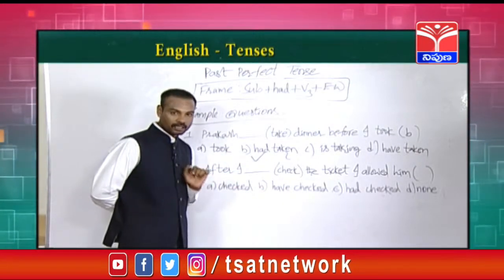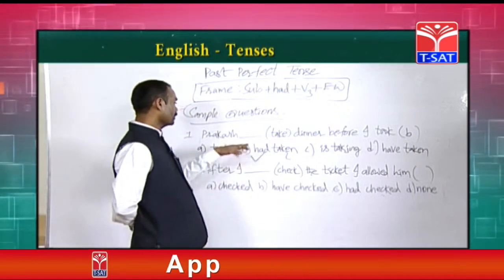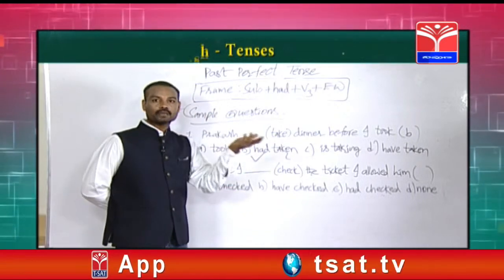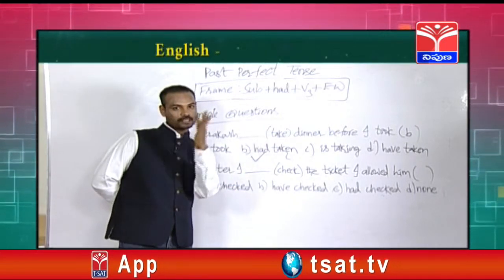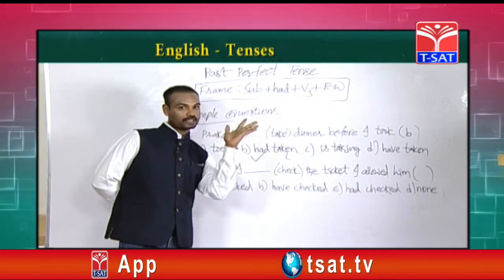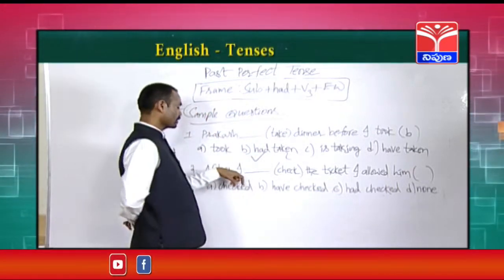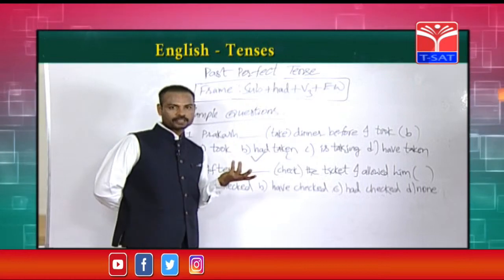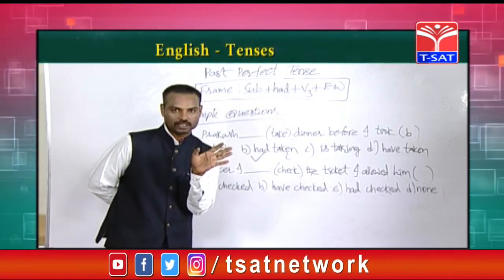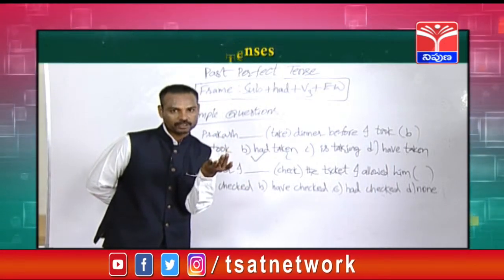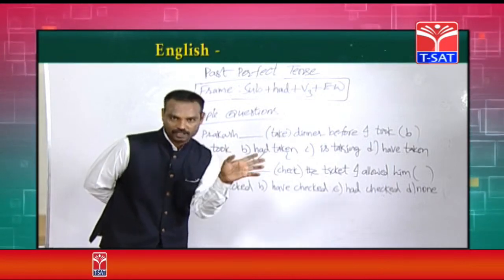So after is the keyword. Then come on, imagine the frame of the past perfect tense. Subject plus had plus V3 plus extra words. Correct. So subject is there. After any subject, had should be used. That is the helping verb. Next, the main verb must be in the third form, had plus V3.